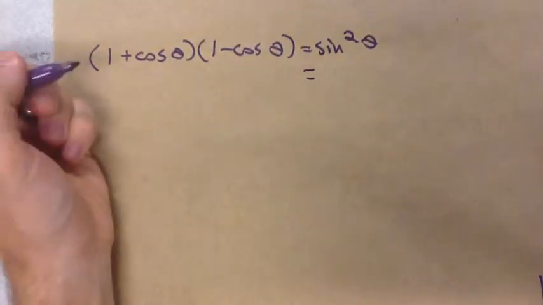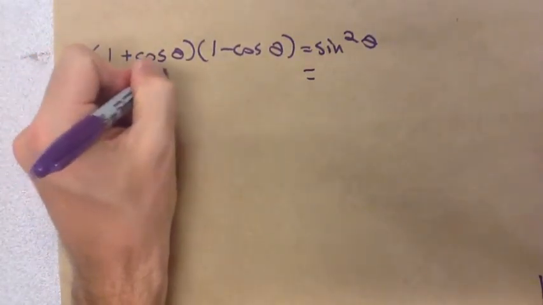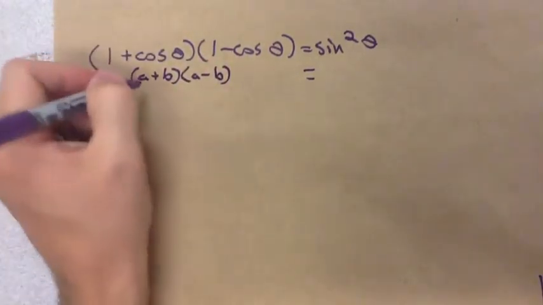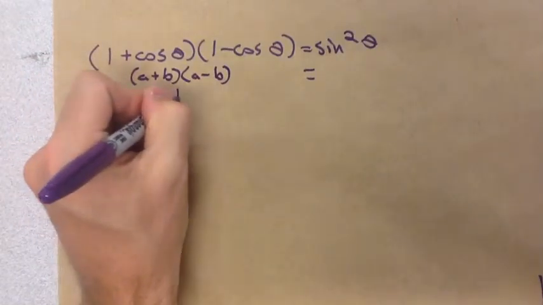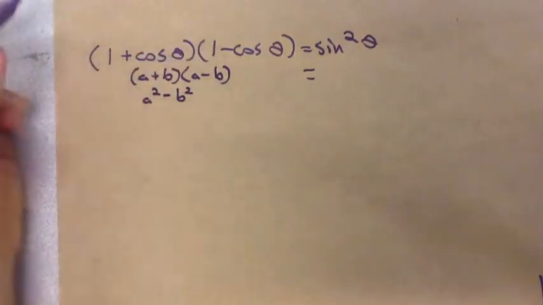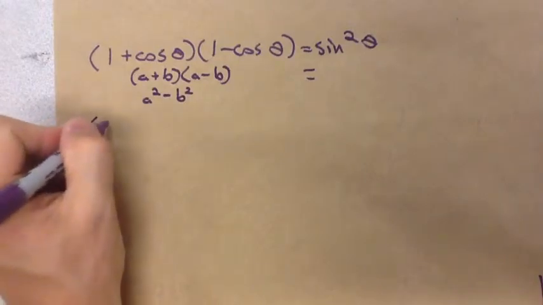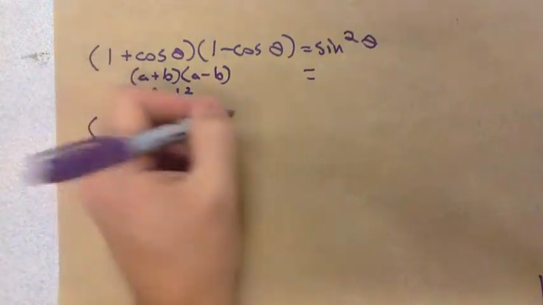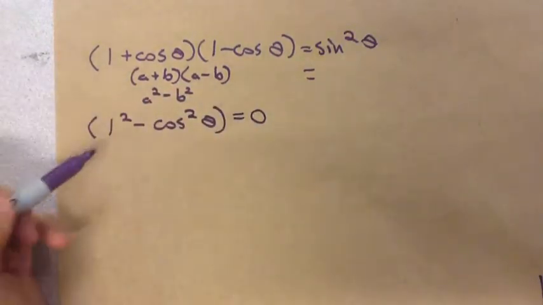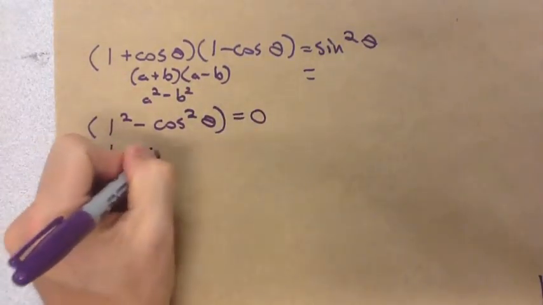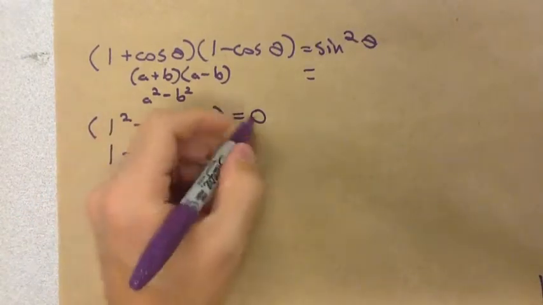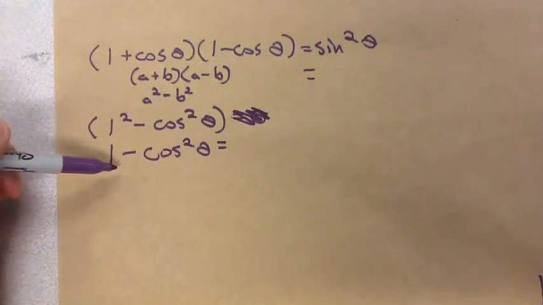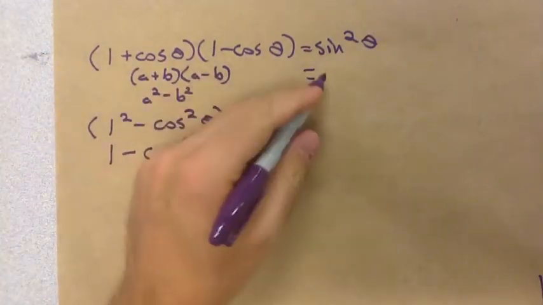Now, back in algebra, if you had a plus b times a minus b, this was a difference of two squares, and it became a squared minus b squared. We have the same parts here, so we could write this as 1 squared minus cosine squared theta. So this really just becomes 1 minus cosine squared theta. Now, is that equal to sine squared theta?